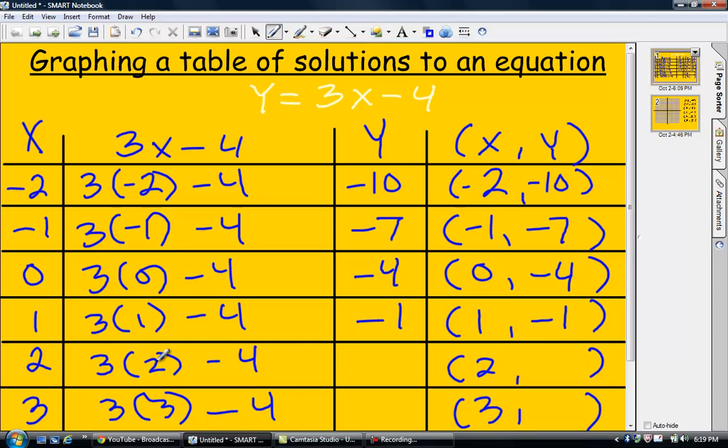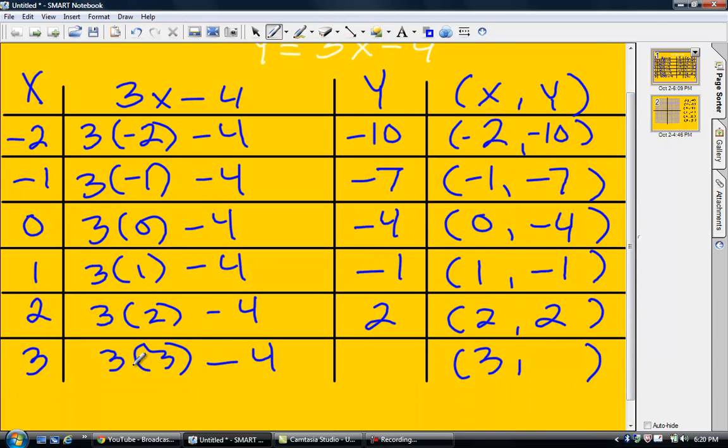3 times 2 is 6. Minus 4 is 2. Just moved up into another quadrant. 3 times 3 is 9. Minus 4 is 5. Now we have all of our ordered pairs. Now we're ready to graph them.